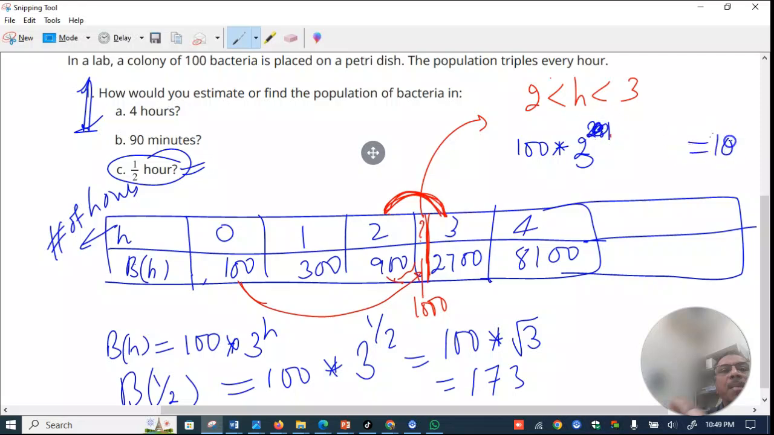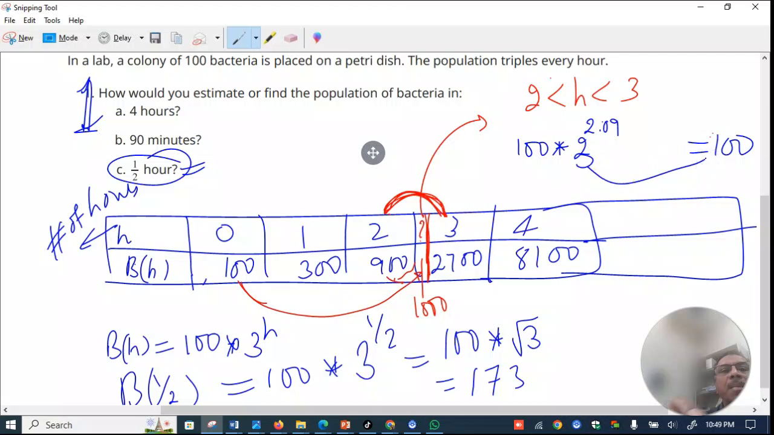So this will be the only way to get 1,000. To get 1,000, the exponent has to be 2.09. So I'm going to take just 2.09. So that gives it. Then the next question is asking you when.